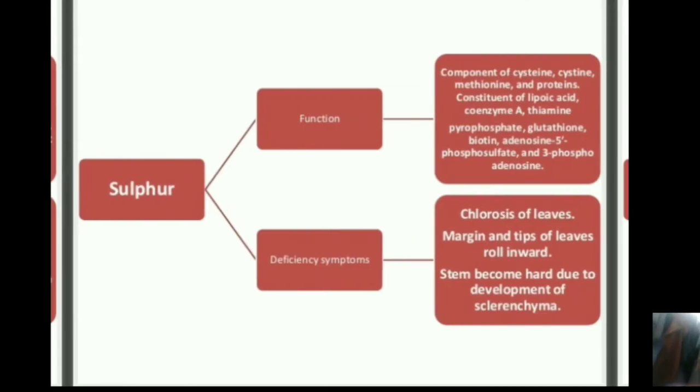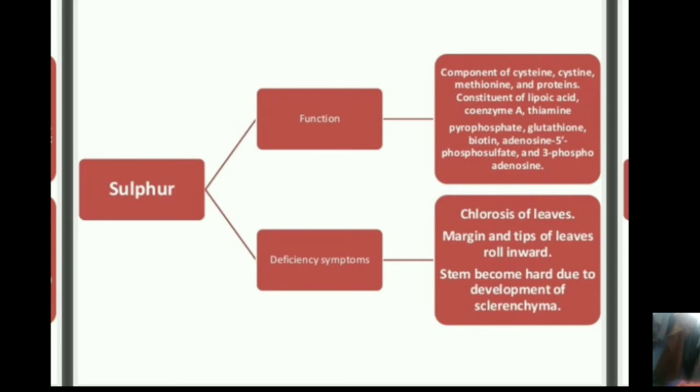When we see the function of sulfur, it is one of the components of cysteine, methionine, and proteins. It is a constituent of lipoic acid, coenzyme A, thiamine pyrophosphate, glutathione, biotin, adenosine 5-phosphosulfate, and 3-phosphoadenosine. So these are the functions of sulfur.